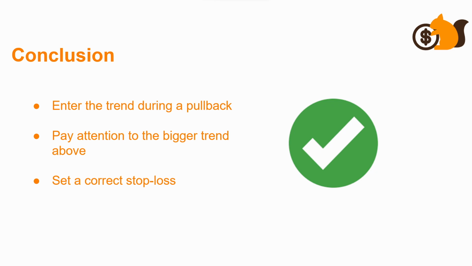Okay, time to recap. First, make sure to enter a trend during a pullback. Second, always pay attention to the next bigger trend and if the trend you want to trade aligns with the bigger trend. And lastly, use reasonable places for both your initial stop loss, as well as your trailing stop loss.